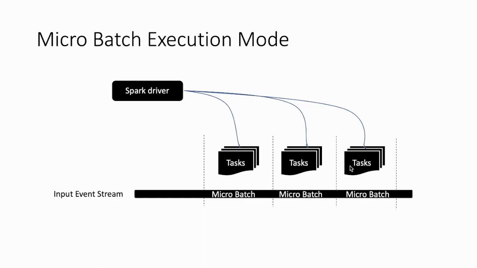Let us understand continuous mode in a bit more detail. To understand continuous mode, we have to understand how microbatch mode in Spark works. If you see this diagram, Spark driver will create new short tasks on executors whenever a microbatch is created. So there is some latency in creation of the microbatch and running of tasks. So the data will be only processed as part of a microbatch.